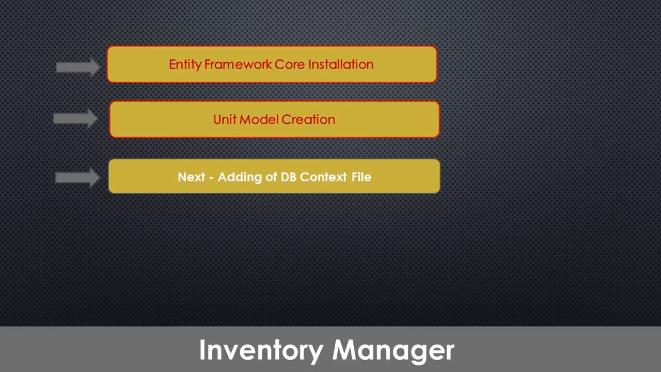So far we have installed Entity Framework Core and then we have created a unit model. Entity Framework Core, otherwise called EF Core, is an ORM. ORM means Object Relational Mapper, which stands between the business layer and the underlying database. To do all the database related operations, it requires an important class of type DbContext. If we are using EF Core in the project, then we must have a class inherited from the DbContext. So let's create the DbContext class.